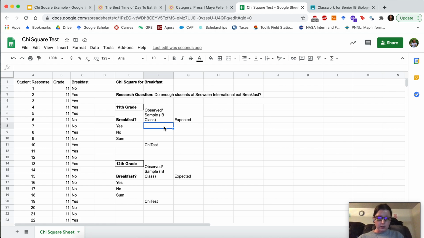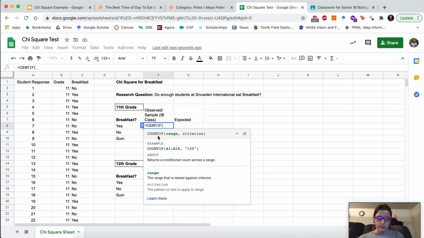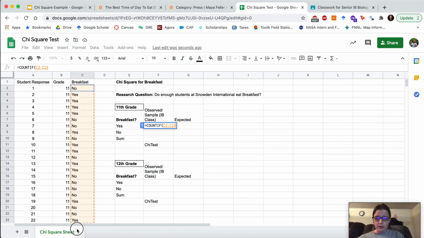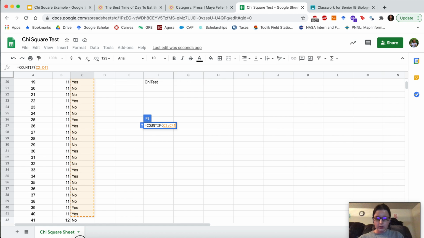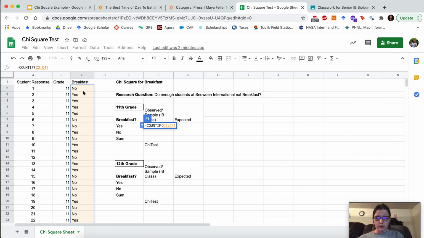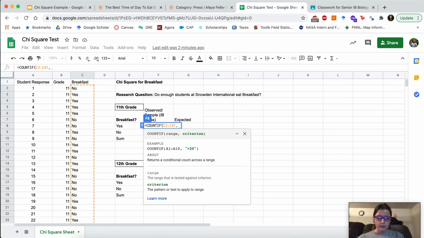There's a couple of ways to do this, and I'm going to go over each one, and then I'm going to only focus on one for the rest of this. What you can do is you can do equals COUNTIF. This function comes up. It asks for the range. Right now we're just doing 11th grade, so I'm only going to highlight all the cells that have 11th grade. Oh, this is 12th grade. I don't want to highlight this, so I'm going to just highlight all of the responses that are from the 11th grade.